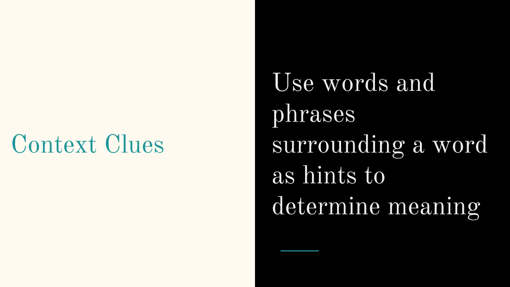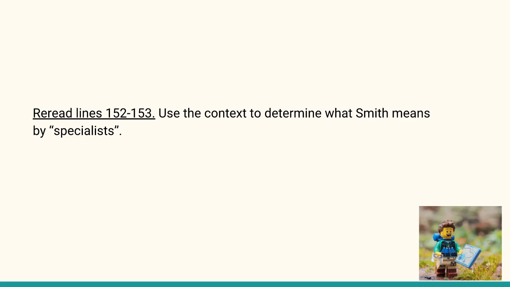Readers can use words and phrases surrounding a word, or context clues, as hints to determine the meaning of that word. Scientist Craig Smith uses the word specialists in an unusual way. Reread lines 152 and 153. Use the context to determine what Smith means by specialists. Pause while you think.